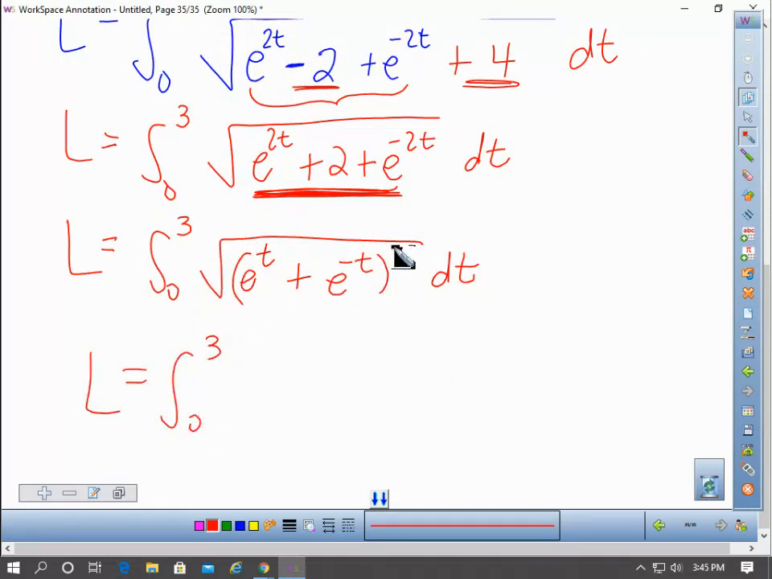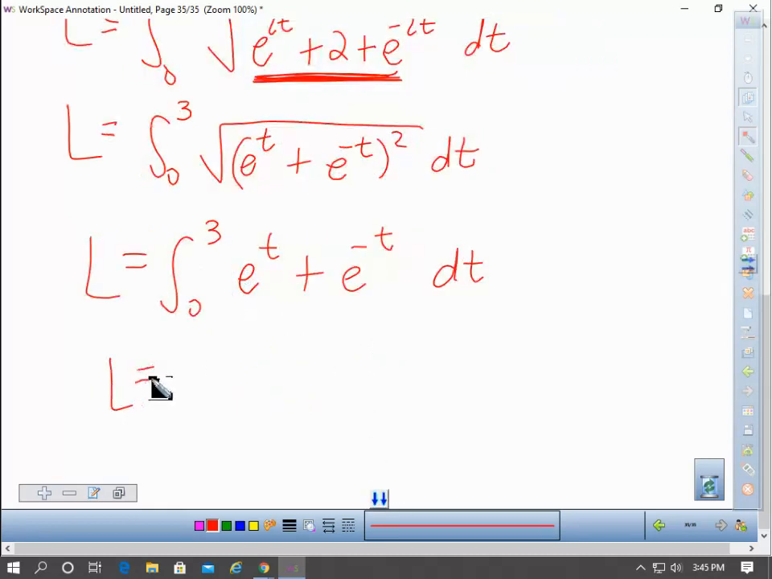So the square root and the squared cancel, so I'm just left with e to the t plus e to the -t dt. All right, so now I'm ready to do the antiderivative. So the antiderivative of e to the t is e to the t. The antiderivative of e to the negative t is negative e to the negative t, because if you take the derivative of this, you're going to chain the negative 1, which is going to make it a plus. So this is the derivative of that.